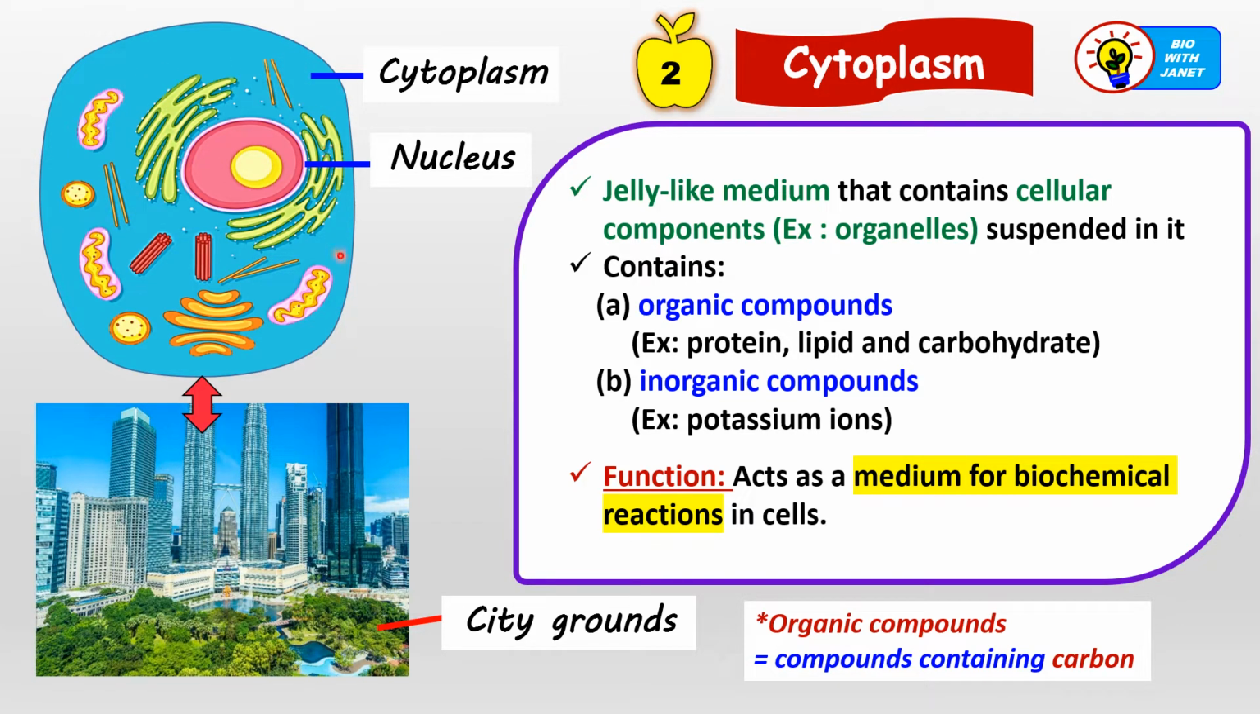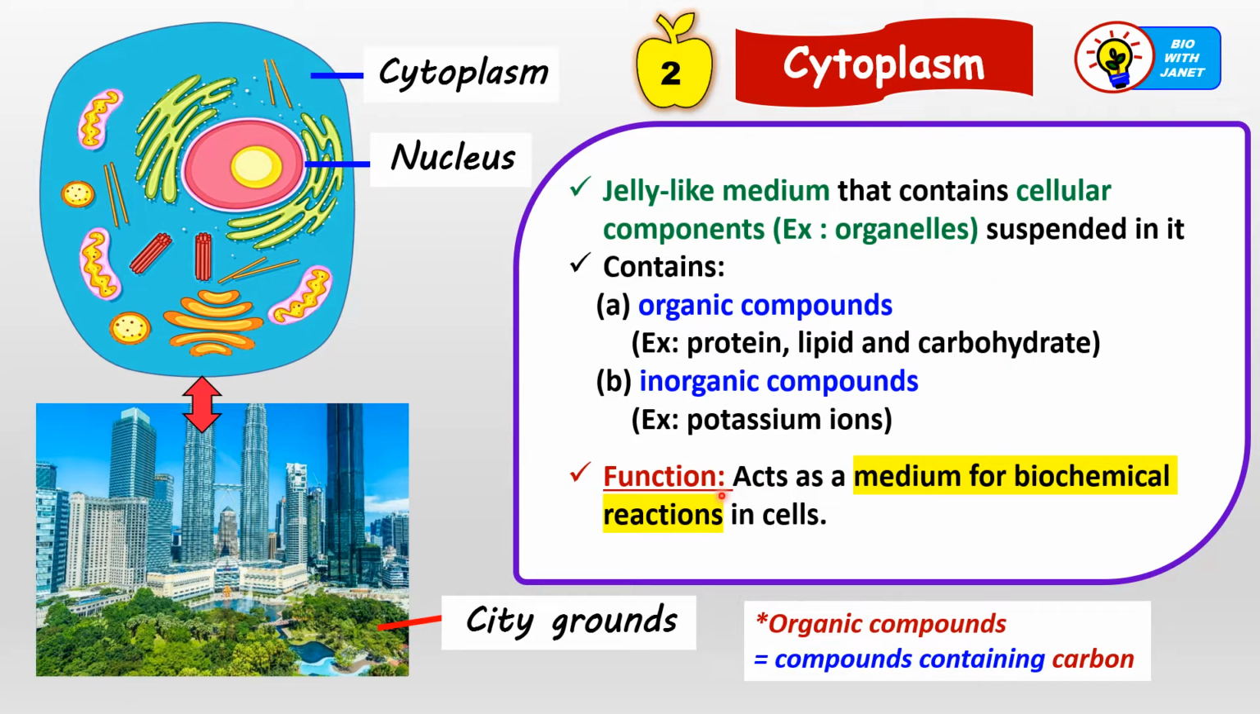All right. So apart from the organelles or cellular components, what else is found in the cytoplasm? Now the cytoplasm also contains substances such as organic compounds, for example, proteins, lipids, and carbohydrates. These are food substances. The word organic here means compounds that contain the element carbon, and the compounds contain the bond between carbon atoms. Then inorganic compounds are those compounds that do not contain carbon atoms, such as potassium ions. These are dissolved in the cytoplasm.